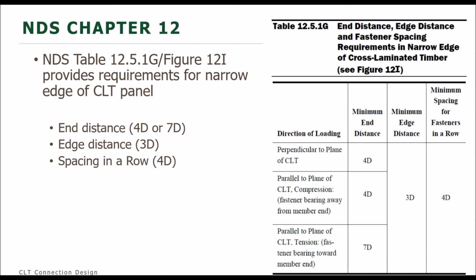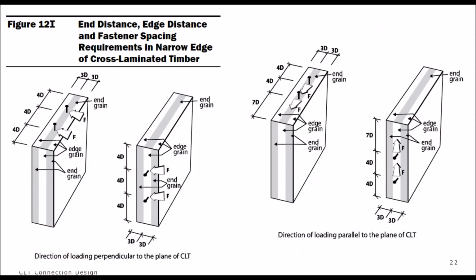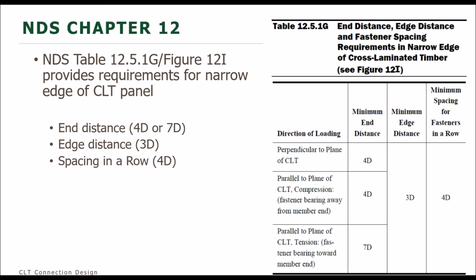Now, it may not always be the most intuitive thing to determine which way you're loading it compared to what, so we do have some illustrations here in Figure 12I to make this a little more clear. But as you can see, regardless of the loading direction, the edge distance is constant at 3 fastener diameters. The spacing for fasteners in a row is 4 fastener diameters. And the end distance will vary between 4 or 7 diameters depending on the direction of the loading.